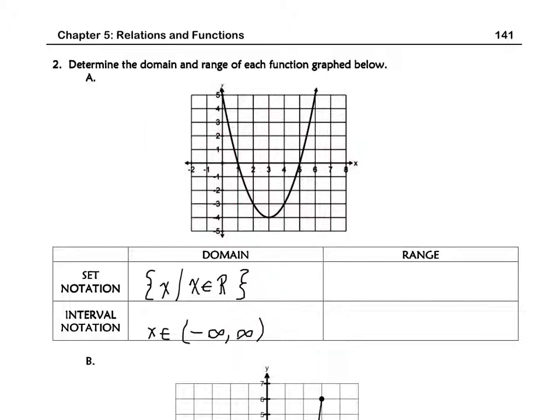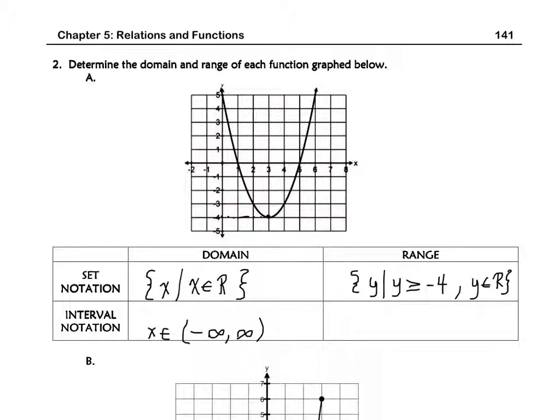Your range starts, the lowest y that's used there, you can see, is negative 4. And everything above that gets used because there's arrows there to indicate that the graph keeps getting higher. So basically an inequality to represent that would be y greater than or equal to negative 4. And we can have it equal to negative 4 because this point here actually has negative 4 as a coordinate. So then you would put your curly brackets, y such that, and y is a real number.